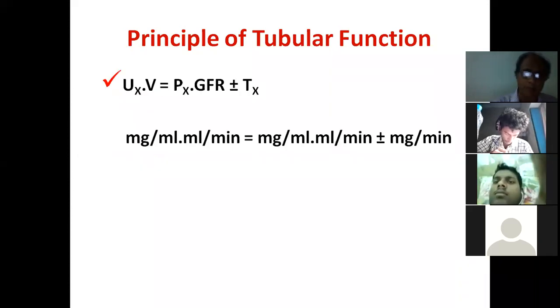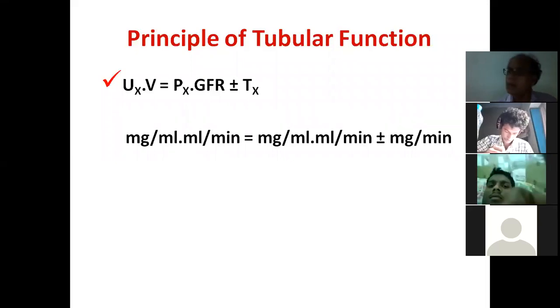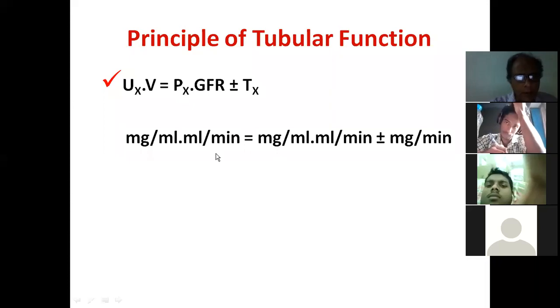So let us take up one by one. Return back to the nephron equation. UXV is equal to PXGFR plus minus TX. UX is concentration, milligram per ml. V is volume per minute, ml per minute. PX is again concentration, milligram per ml. GFR is ml per minute, volume per unit time. Plus minus TX means milligram per minute. So as a whole, it is milligram per minute equal to milligram per minute.